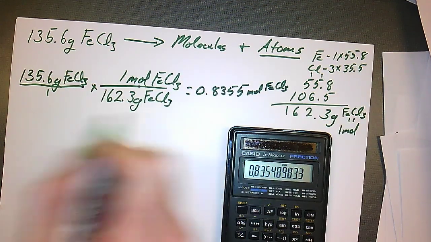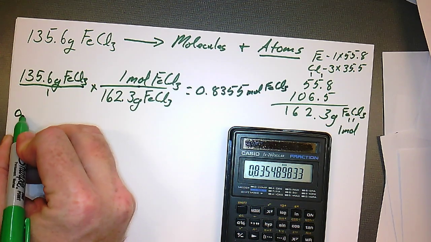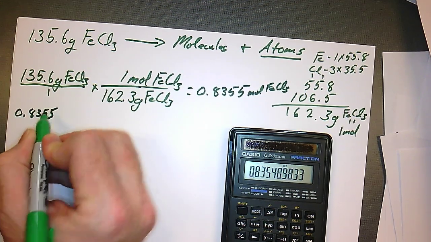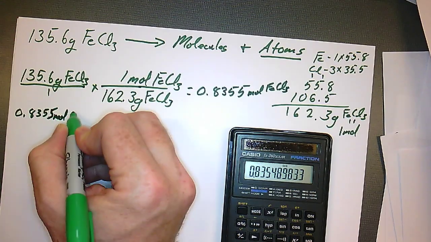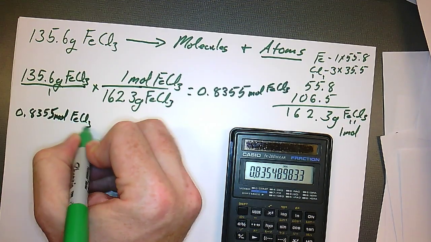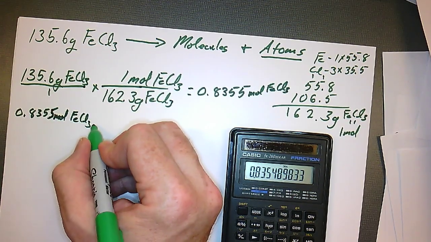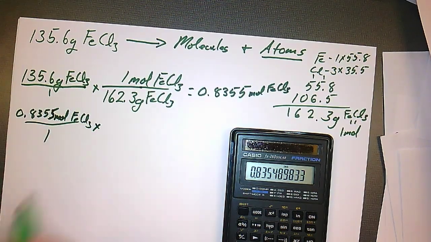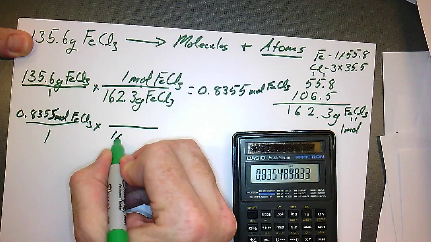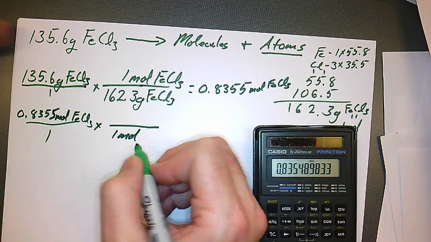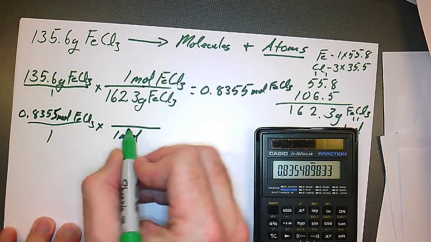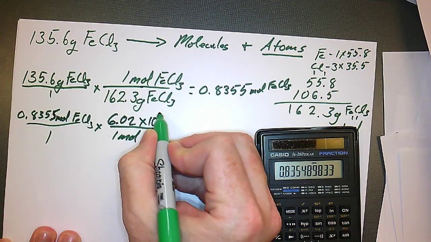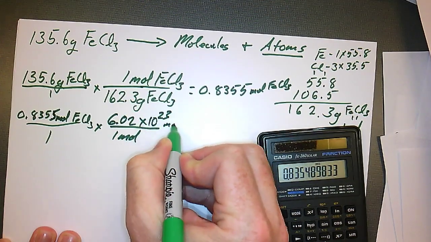So we will take that number, and that's going to start our second step, 0.8355 moles FeCl3. All right, but we want to get to particles. So if I have moles on top now, where's it go on the next step? Bottom. So 1 mole. And then how many molecules are in a mole? You guys said it. Yeah. 6.02 times 10 to the 23rd molecules.